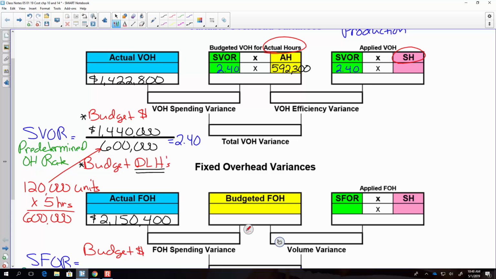All right. Diane, what is my middle box number then here, where the budgeted times the actual is located? 1,421,520. Excellent. And Teresa, what's my spending variance then? It's all right. 1,280.